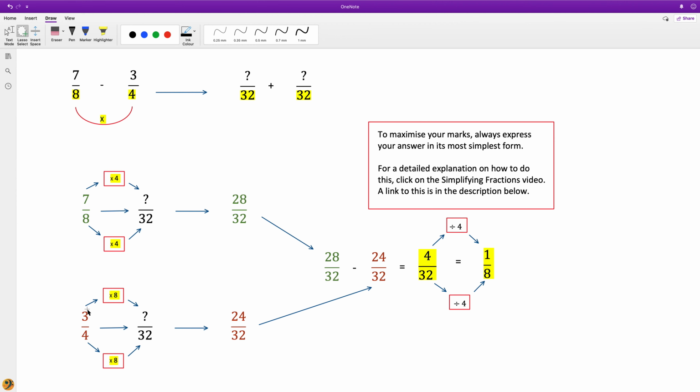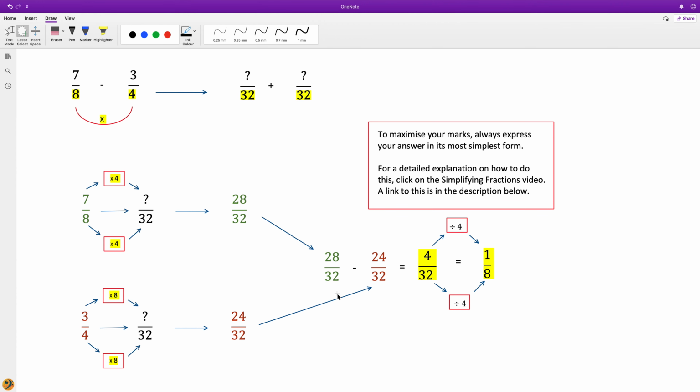Down here, we did 4 multiplied by 8, which gave us 32. So once again, we do the same to the numerator, 3 multiplied by 8, and 3 multiplied by 8 gives us 24. So 3/4, an equivalent fraction of that, if you multiply the top and bottom by 8, you'll get 24 over 32. So there we go. We've converted each part of the operation into 32nds, or a fraction of 32.